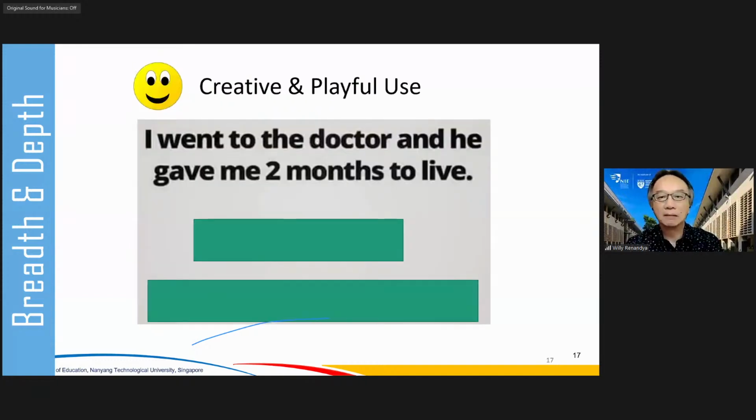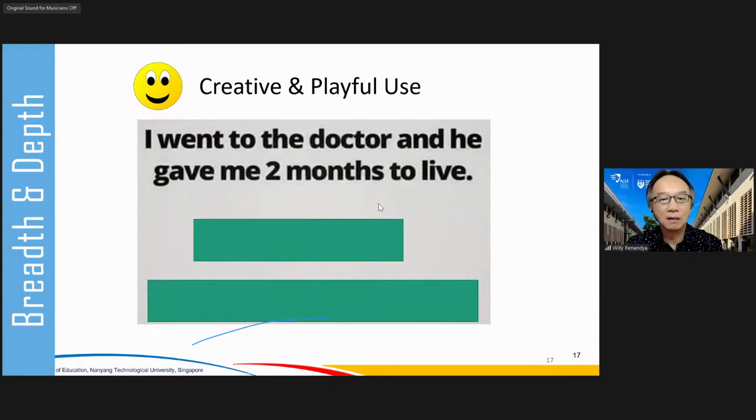Here is another one. This one is a very, very creative use of the word give. We're still talking about give, but this is an interesting example of how a twist of the word give can have a very hilarious meaning. I went to the doctor and he gave me 2 months to live. I think you know what it means, yes? The doctor gave you 2 months to live.